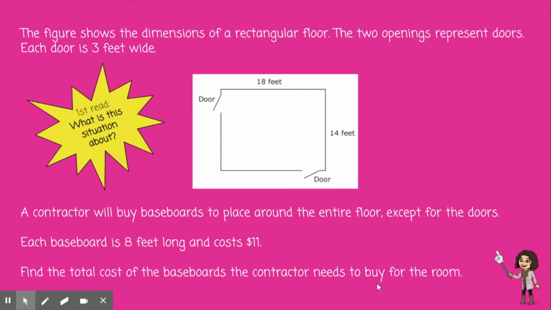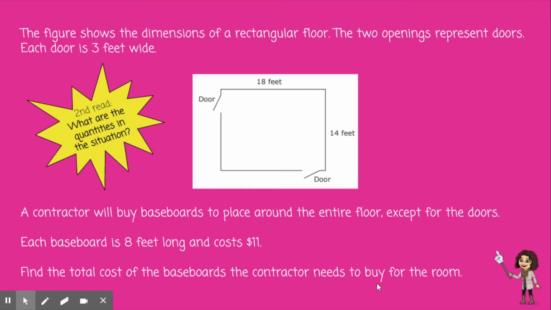So what is this situation about? When I'm thinking about this situation, I know that we have a rectangular floor. There are some dimensions there, and there are 2 doors. And there is a contractor who wants to place baseboards around the floor, except for the space with the doors. And then there are baseboards and costs to the baseboards.